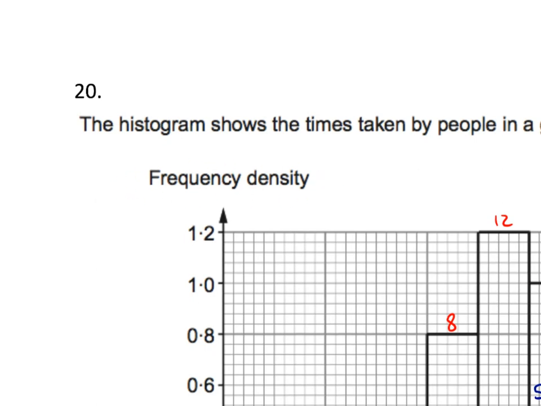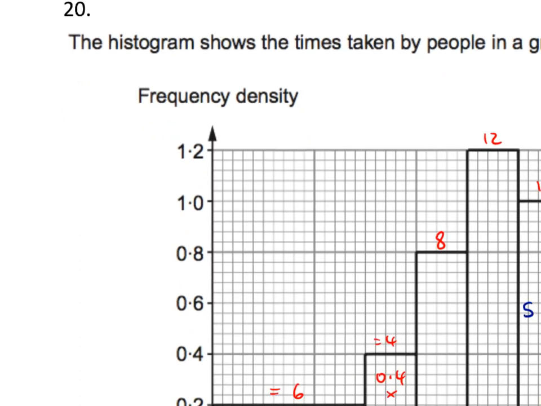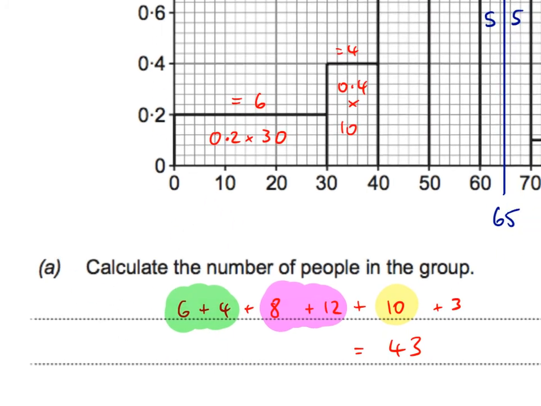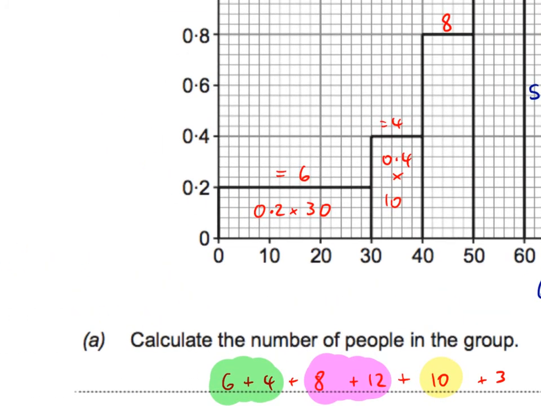And think about it, you're doing the final question here. Question 20, it's not going to be a case of just reading off the numbers on the side axes, okay? So it says, calculate the number of people in the group. So I've got a frequency density of 0.2 and I've got a class width of 30. So to work out the frequency, I multiply these two numbers together. So 0.2 times 30 is 6.